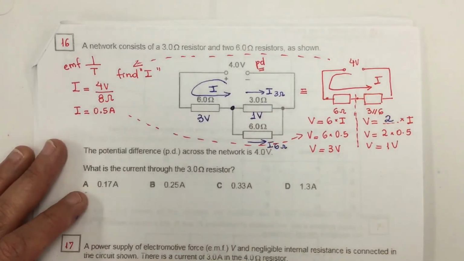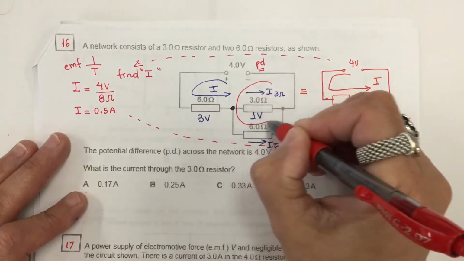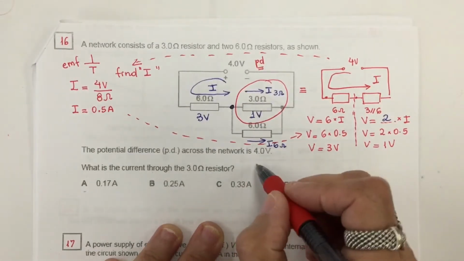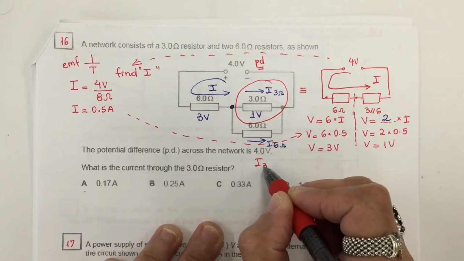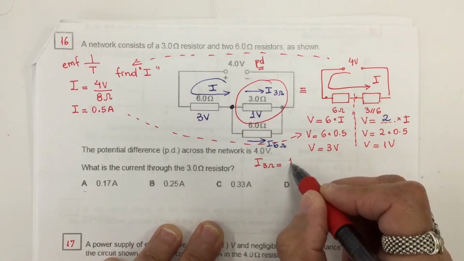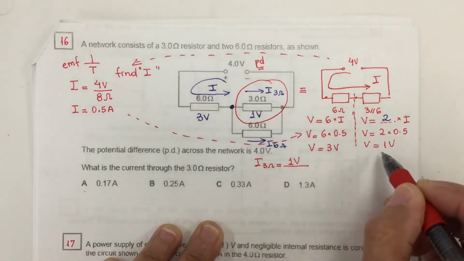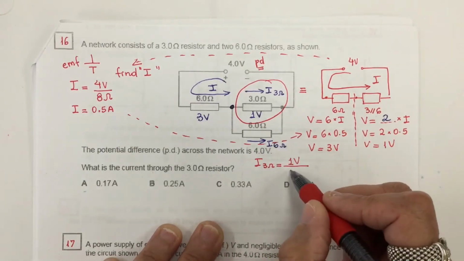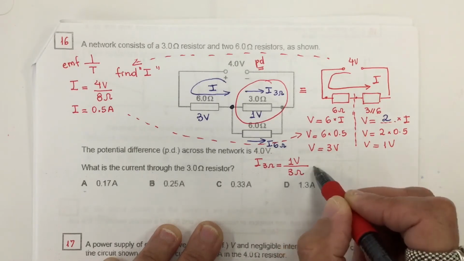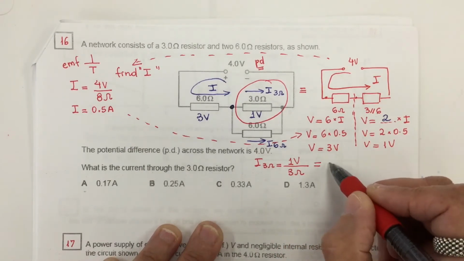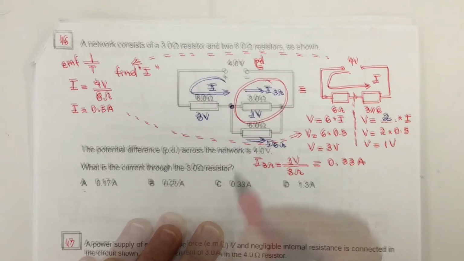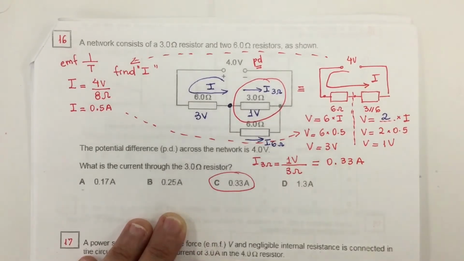So now we need to calculate the current on this resistor. We are going to use the same Ohm's law formula. Current on this resistor is the voltage on this resistor, which is 1 volt, divided by the value of the resistor, which is 3 ohms. So that gives us 0.33 amps. So this is the answer.